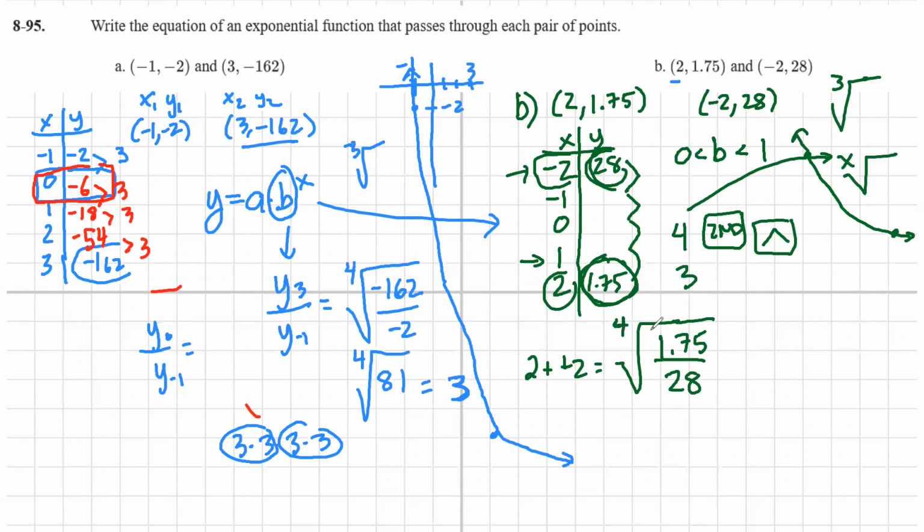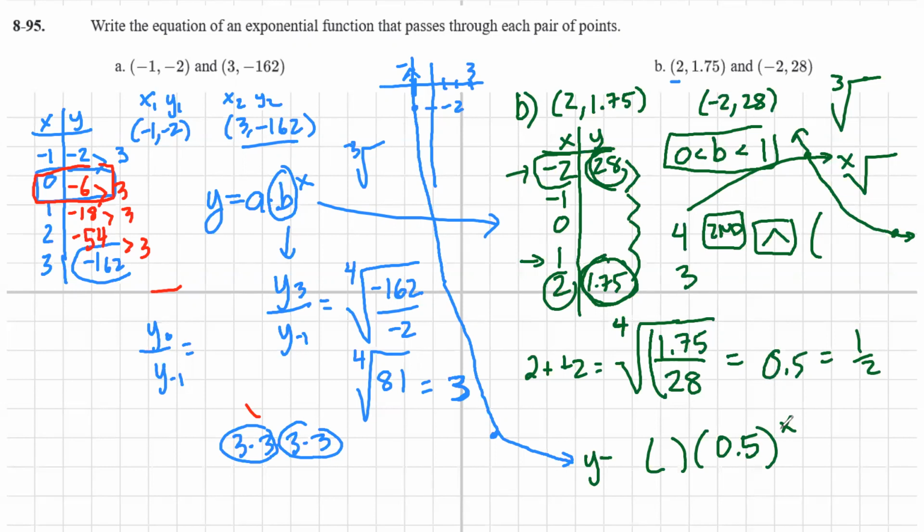So I want to do a parentheses after I type this and do 1.75 divided by 28. And that gives me 0.5 or a half, right? 0.5 or 1/2. So we did get a number that was less than 1. That's good because I knew this was decaying and it needed to be less than 1. So my multiplier is 0.5 to the x power. My a value, I need to find what the a value is here. So y equals some a value times 0.5 to the x power.